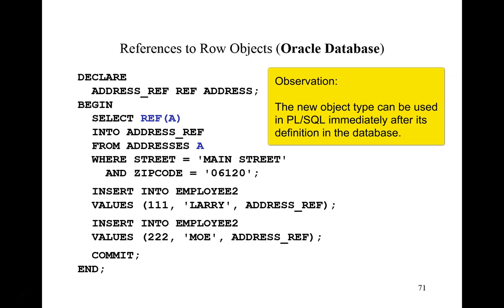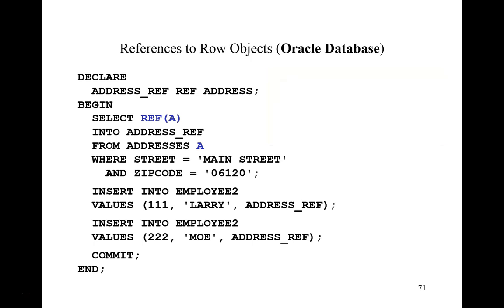We can use it not only to define data types of a column or the structure of a row, but as soon as we've created the type, it's available universally through the Oracle database. We select the reference for the address object residing in the addresses table that has an attribute value of Main Street for street and 06120 for zip code. We then use the value that we've obtained and insert that as the third column, the home address value.